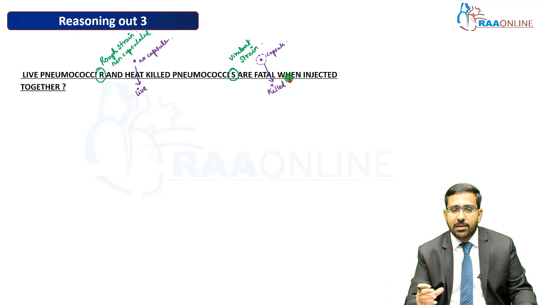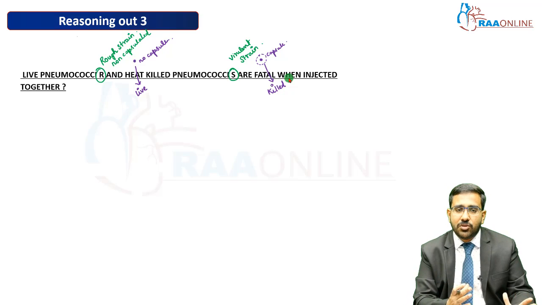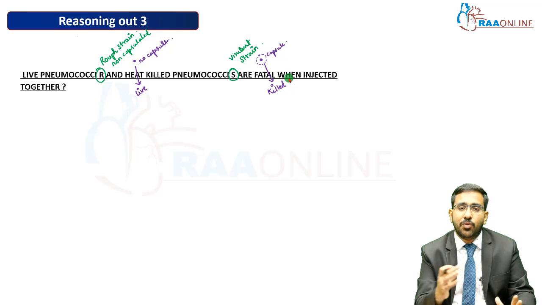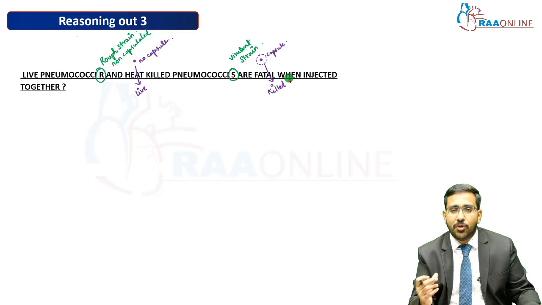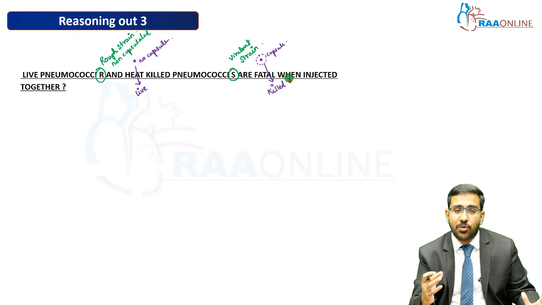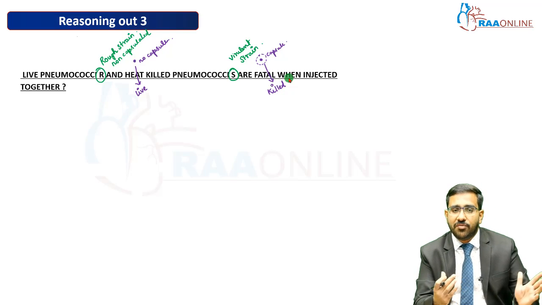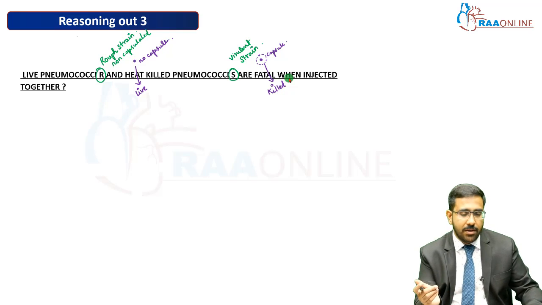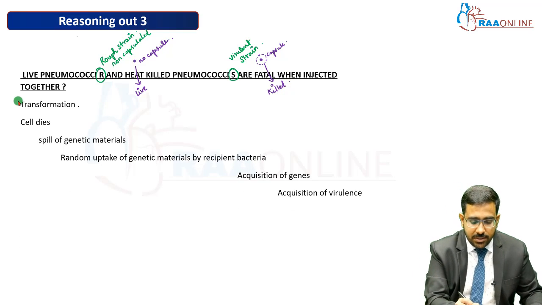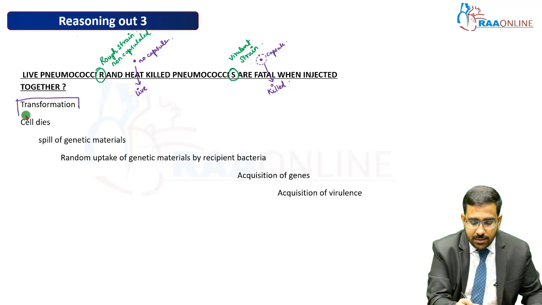Here the live strain, which is a rough strain, non-capsulated and non-virulent, is going to acquire the gene from the dead one, which is the virulent strain, and it is going to become a virulent strain. It is going to cause the death of the animal, or any living organism into which it is injected. So injecting both together is going to be fatal, and this process comes under transformation.